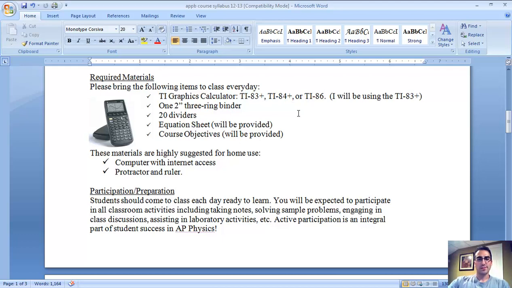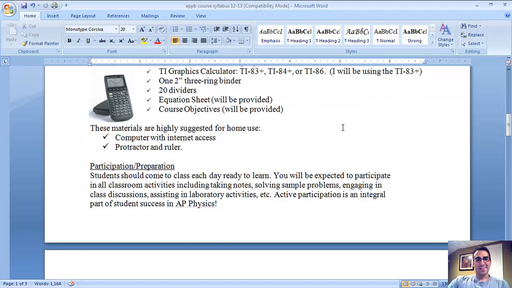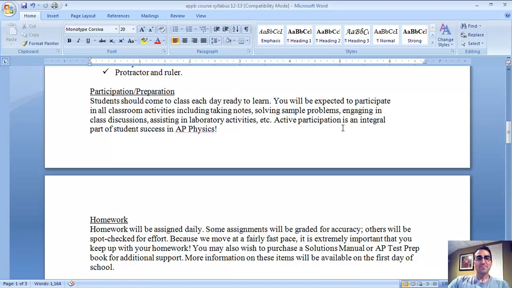It's not really necessary. You'll also need several 2-inch 3-ring binders and 20 dividers. I'm going to give you some equation sheets and the course objectives. These are the required materials, things that you're going to need every day. Hopefully you're a person who's normally organized, because without organization you're going to be lost, and that's super important for this class.